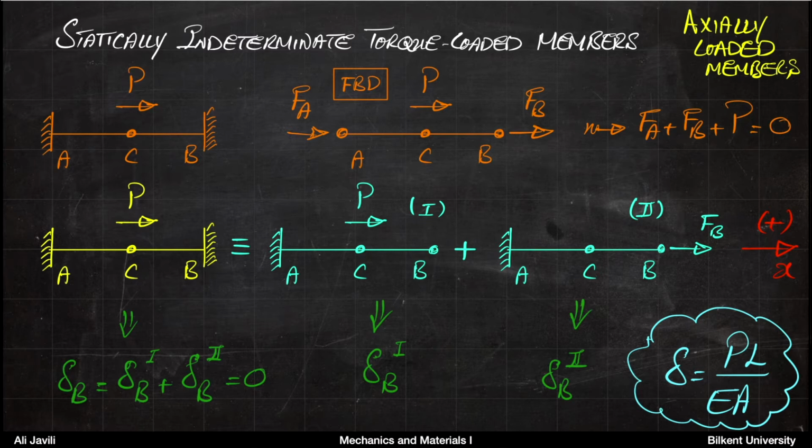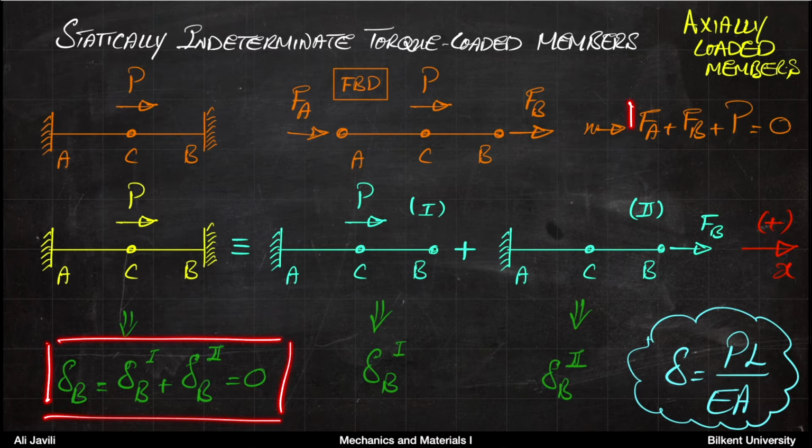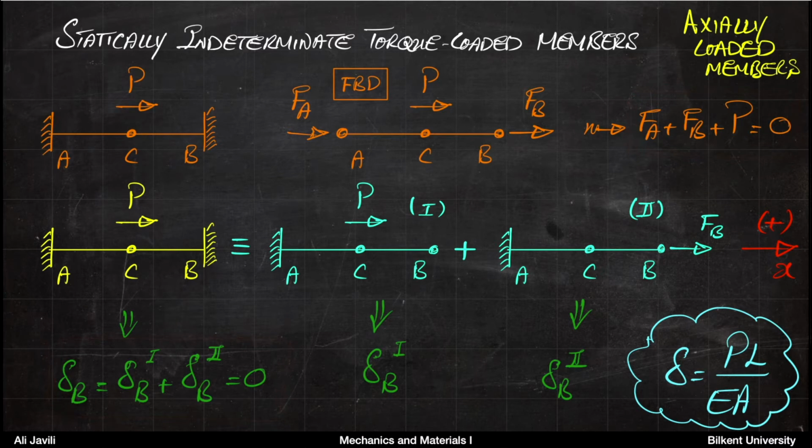The compatibility constraint, the geometrical constraint that we talk about, is that you know that the bar is fixed at point B. So the displacement at point B, which is the sum of the two displacements from system 1 and system 2, must be 0. This is exactly your second equation. This is your second equation. This is your first equation. And from these two equations, now you can calculate both unknowns.